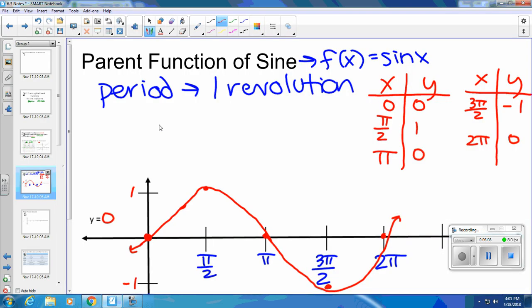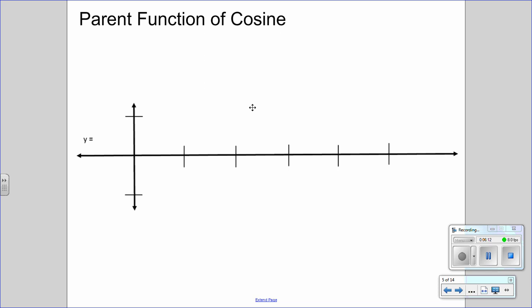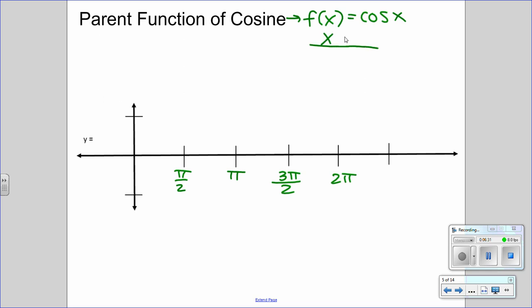Okay. Now that you have that, we're going to do the same thing for cosine. So I do want you to go ahead and pause the video. You're going to plug in all your values. Same exact thing for cosine this time, but we're still going to use 2 pi, 3 pi over 2, pi, pi over 2, and 0. So go ahead and make your t-chart, evaluate those numbers, and then unpause it and we'll fill it in together.